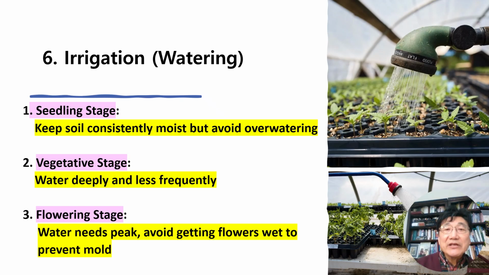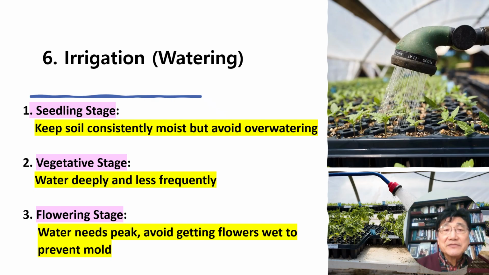Watering has a very significant impact on plant growth. So different watering management is required for each growth stage. Young seedlings are very delicate and have small root systems. They require consistent moisture but are highly susceptible to overwatering, which can lead to root rot. It is important to keep the top layer of the soil moist without making it soggy.